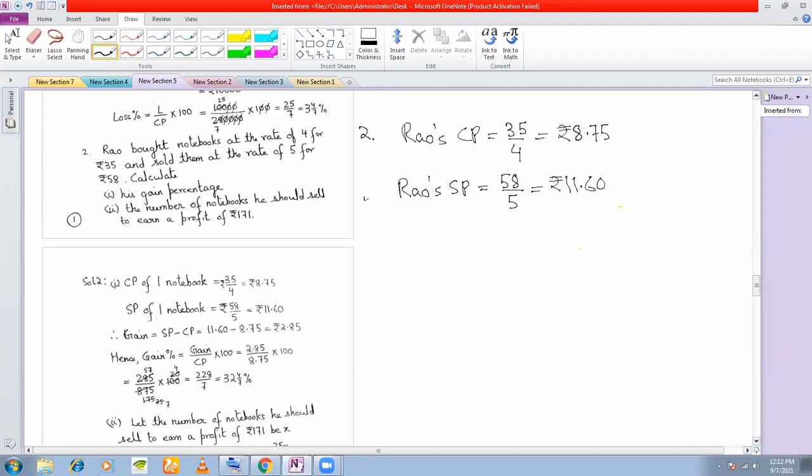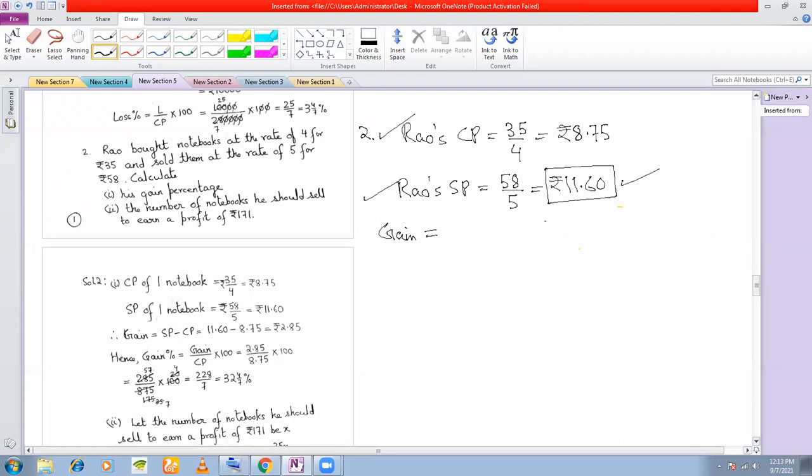Loss? Why loss? The selling price is 11.6 and he's buying for 8.75. Obviously he's making a profit. So what is his gain or profit? "But sir, that is all 5 books, sir." That is 4 books. It does not matter. You have to see per book.